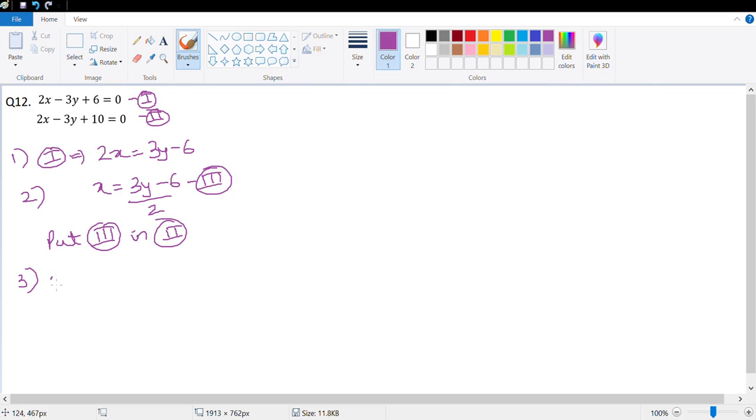So instead of x, I am putting (3y minus 6) upon 2, minus 3y plus 10 is equal to 0. Let's open the bracket. This 2 and 2 can get cancelled, which means 3y minus 6 minus 3y plus 10 is equal to... have I done something wrong? Because then this will be 0. Let me check the question. Have I copied it correctly?